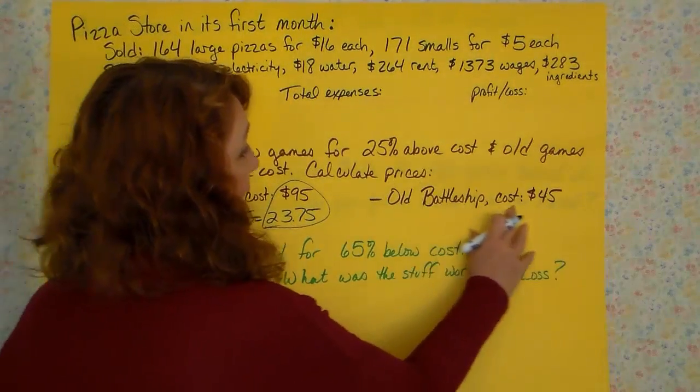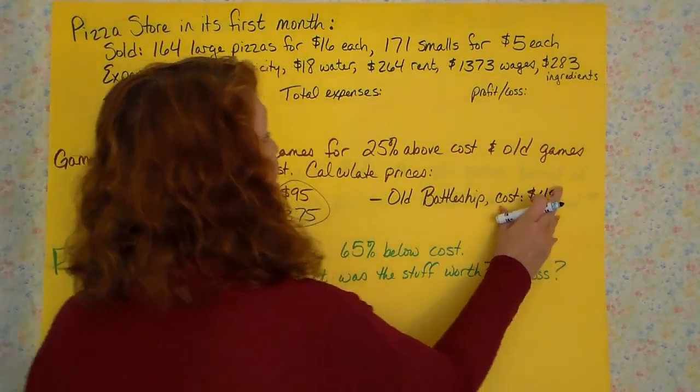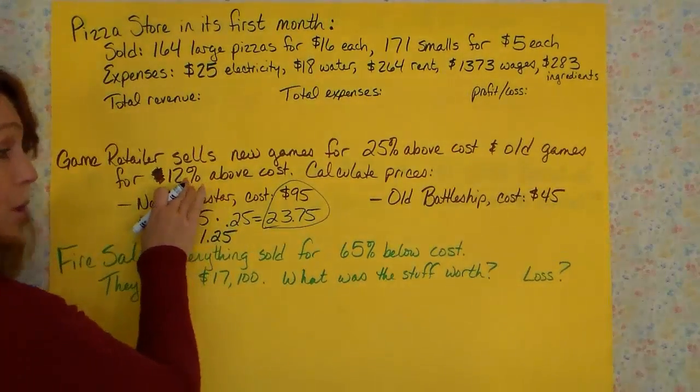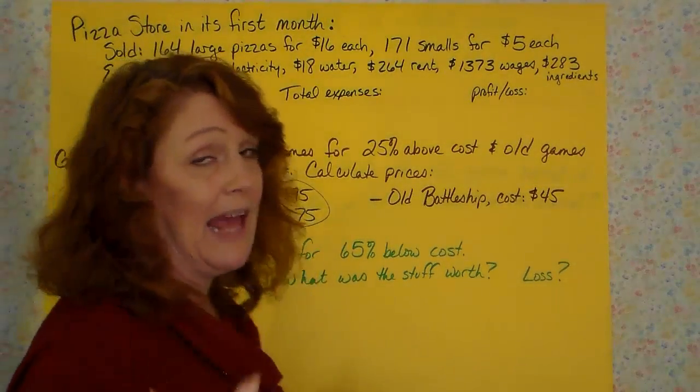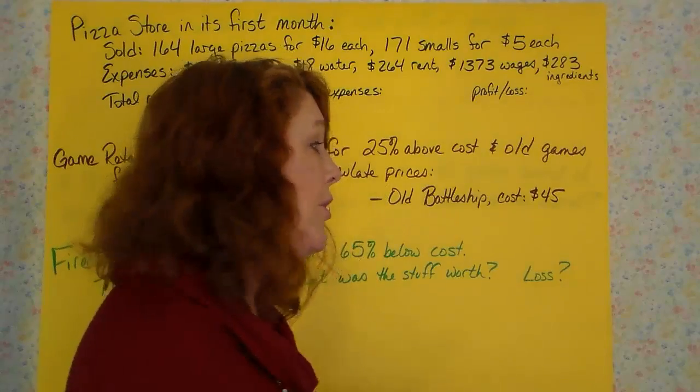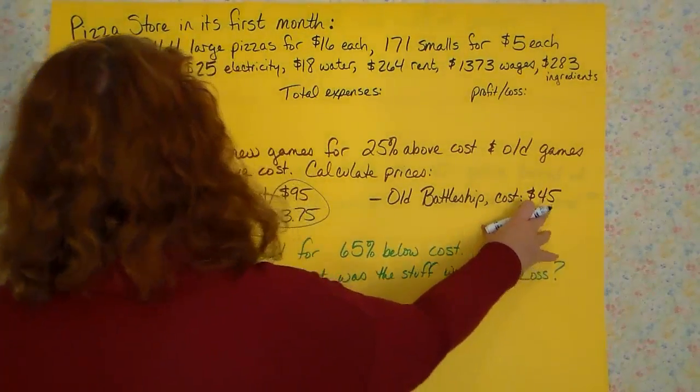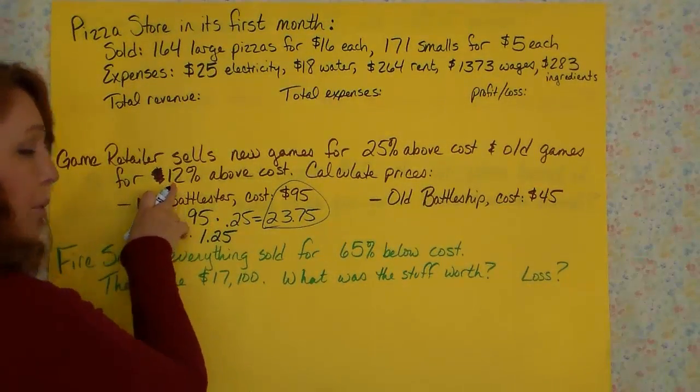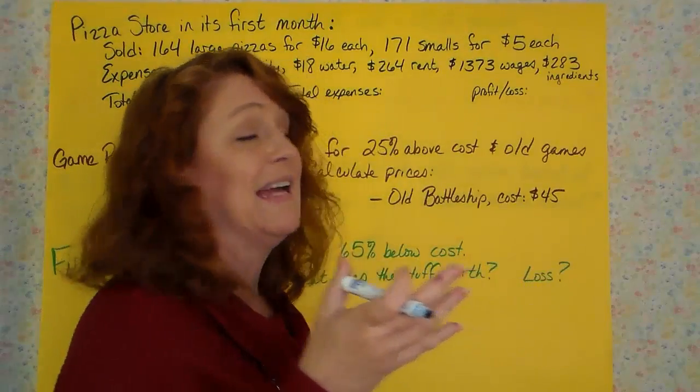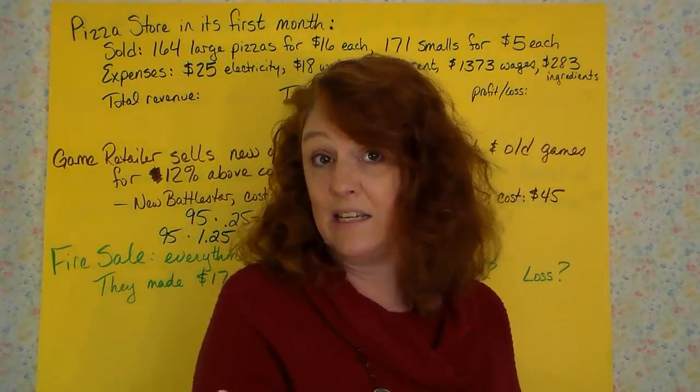The old Battleship game costs $45. So you're going to do $45 times 12%, and you're going to take that and add it to the $45. Or you're going to say $45 times 1.12, and that's going to give you the price that he sells the game for.